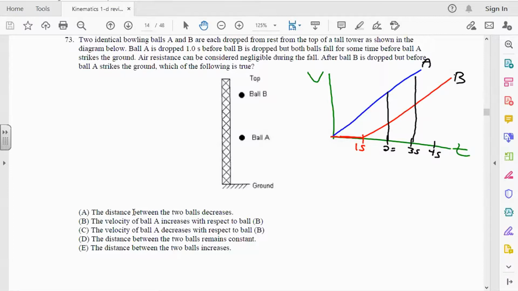So A's is getting bigger and bigger and bigger, more so than B's area. So that means A's distance is getting further and further and further from B. So the distance between the two balls is not going to decrease, it's going to actually increase. So the velocity of ball A increases with respect to ball B.